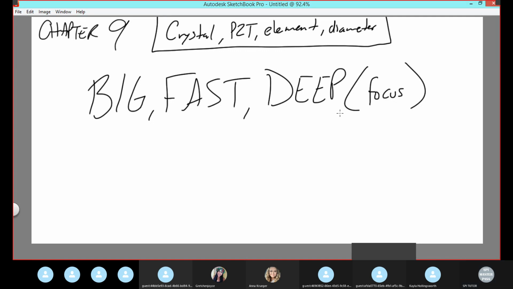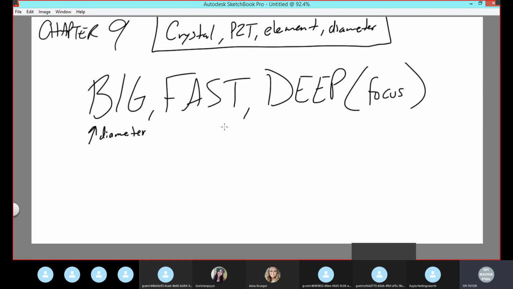So we're talking about the focus, where the focus is being placed. If it's big or if it's fast, your focus will be deep. And I'll draw it out, so don't worry. Now your job is to remember what falls under deep, what falls under fast. Okay, under deep is a big diameter crystal. So just a big diameter crystal.